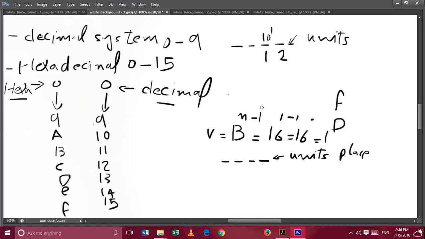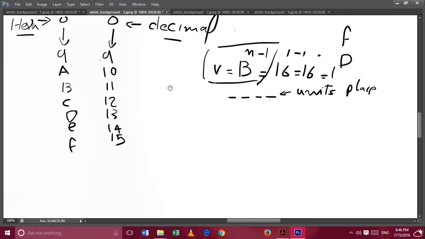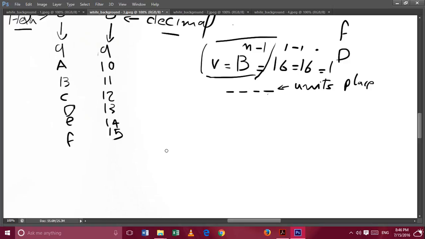The second one, let's use this equation. The second position here has a value of 16 raised to the power of 2, n equals 2 because it's the second position, minus 1, so it equals 16. So this here would be the 16's position, and this here would be the 256 position. How do I know that? Because the value of this place equals 16 raised to the power of 3 minus 1, and that would be 256.